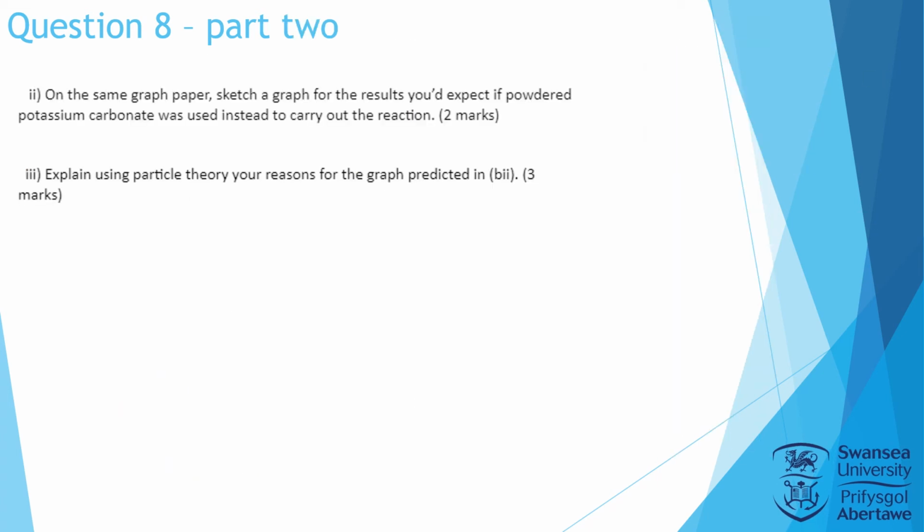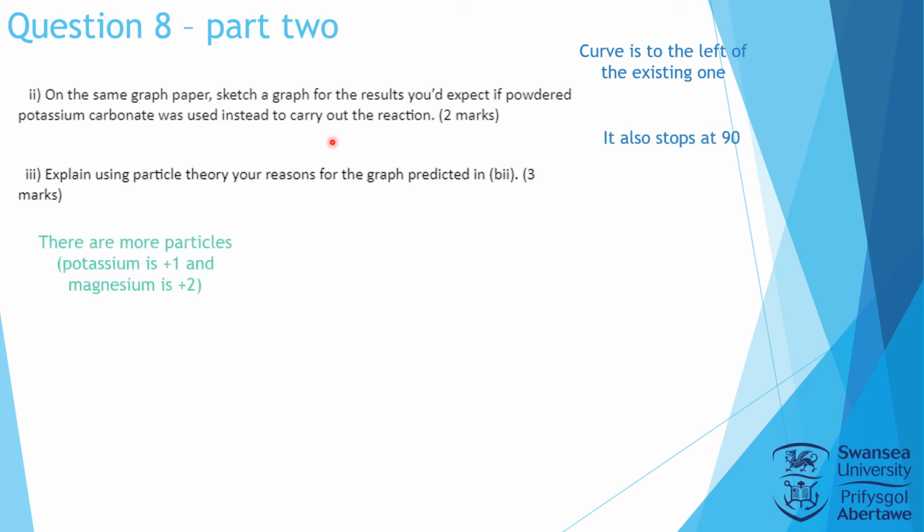So part 2 of question 8. On the same graph paper, sketch a graph for the results you'd expect if powdered potassium carbonate was instead used. So the curve would be to the left of the existing one, and it would also stop at 90. But why would it do that? This is answered in part 3 of the question.